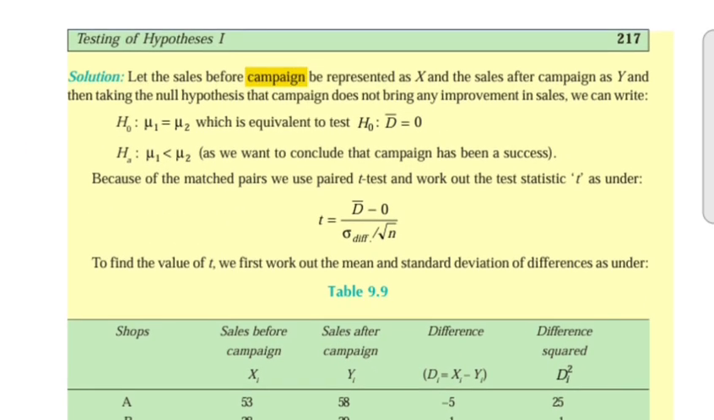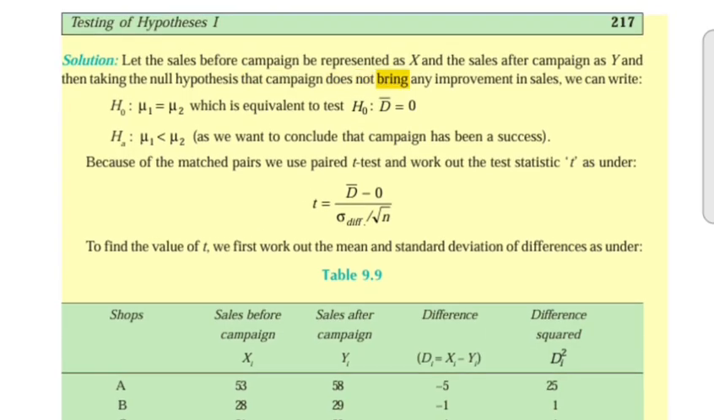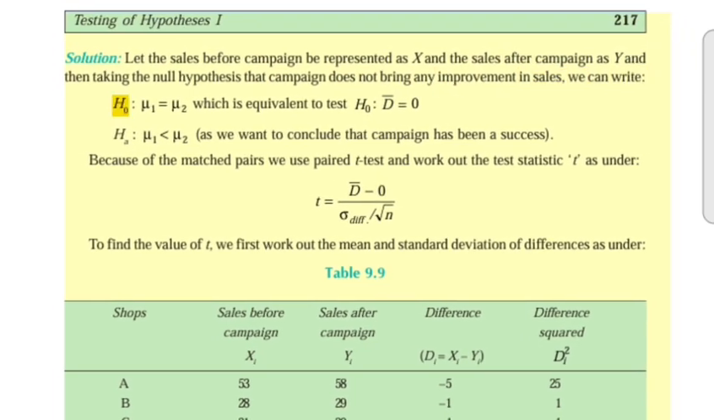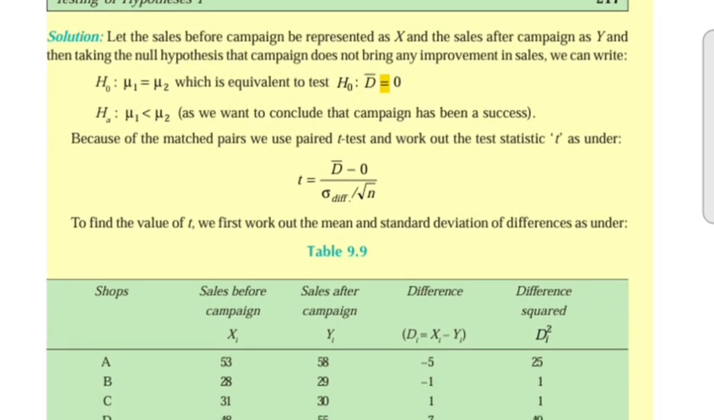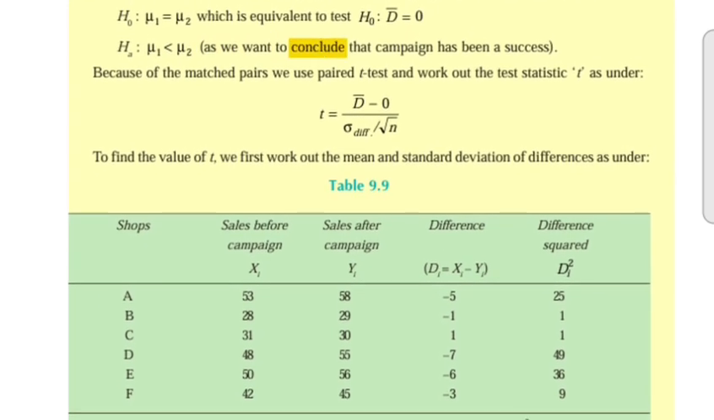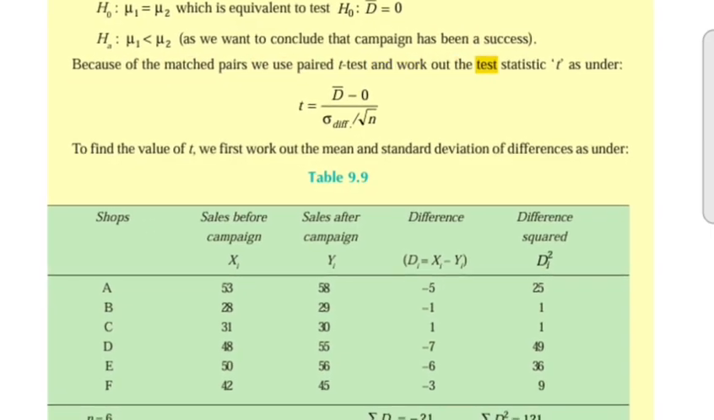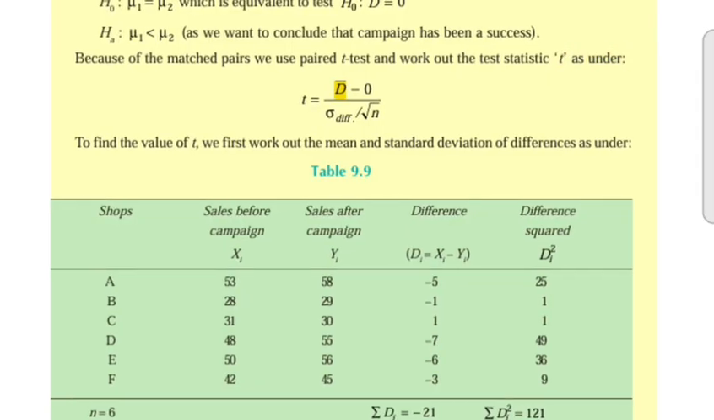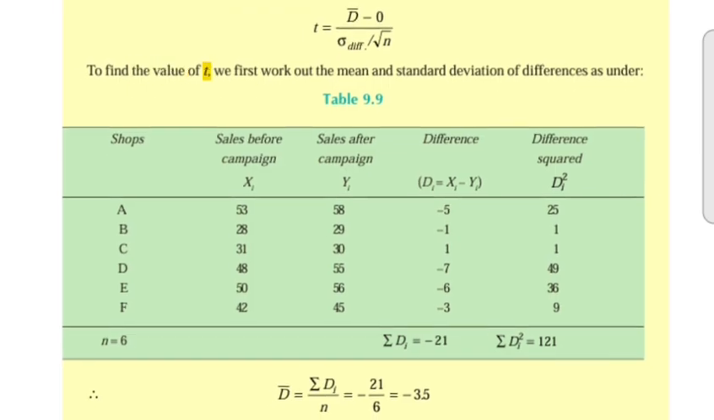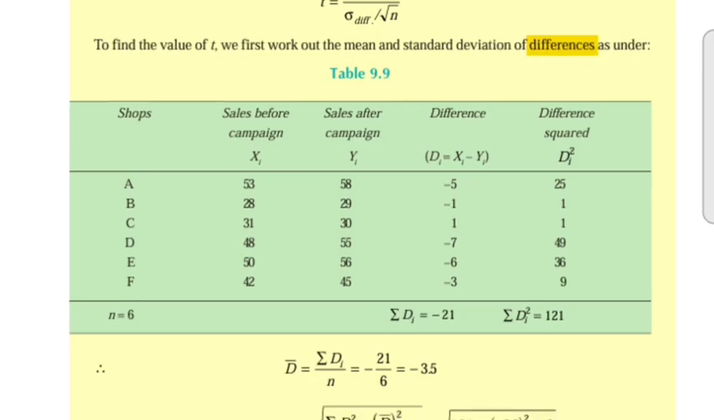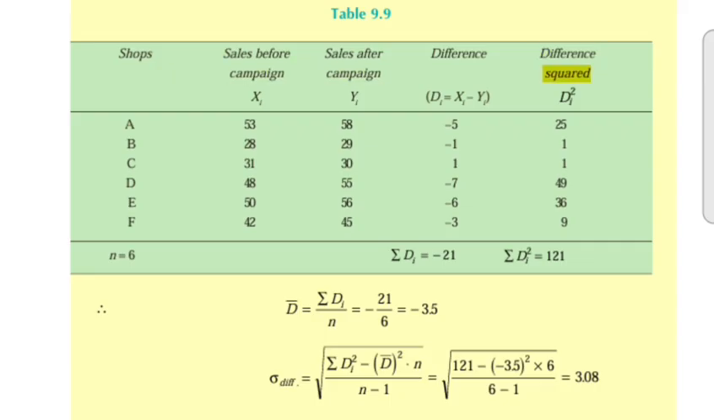Let the sales before the campaign be represented as X and the sales after the campaign as Y. Then, taking the null hypothesis that the campaign does not bring any improvement in sales, we can write H0: μ1 = μ2, which is equivalent to testing H0 against Ha: μ1 < μ2, as we want to conclude that the campaign has been a success. Because of the matched pairs, we use the paired t-test and work out the test statistic t as under: t = (d-bar - 0)/(σdiff/√n). To find the value of t, we first work out the mean and standard deviation of differences as under. Table 9.9.